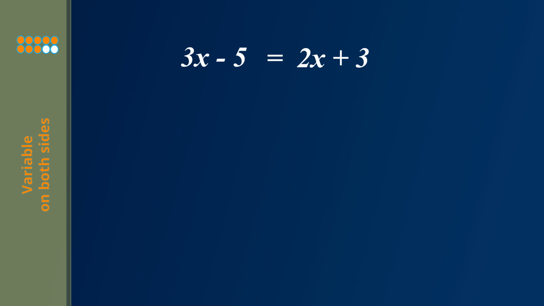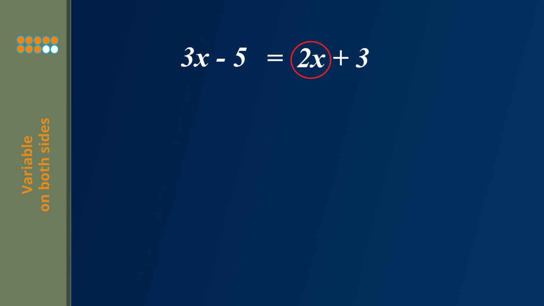Look closely at this equation. 3x minus 5 equals 2x plus 3. Both of these x's are the same number. Now consider what we're aiming to do in the answer. Our strategy aims to get the x on the left side by itself and the answer as a number on the right side.